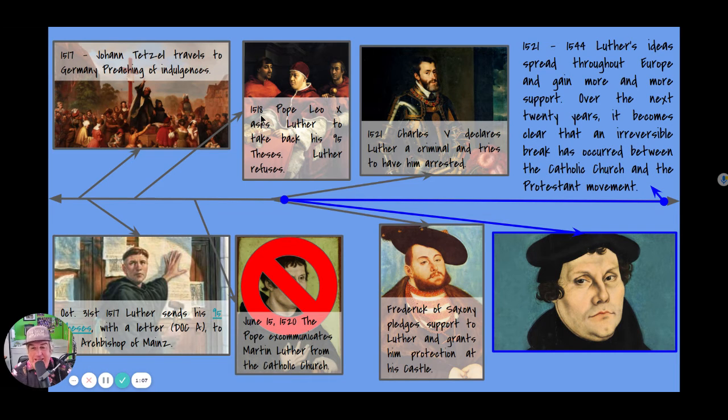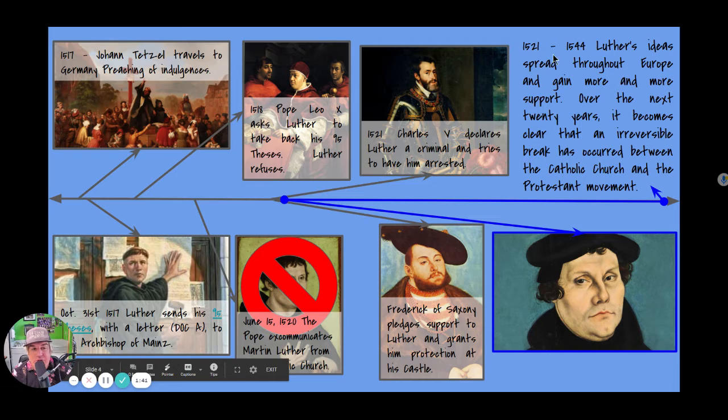In 1518, Pope Leo X asks Luther to take back his 95 Theses. Luther refuses. Then, on June 15th, 1520, the Pope excommunicates Martin Luther from the Catholic Church. In 1521, Charles V declares Luther a criminal and tries to have him arrested. Frederick of Saxony, soon thereafter, pledges support to Luther and grants him protection at his castle.